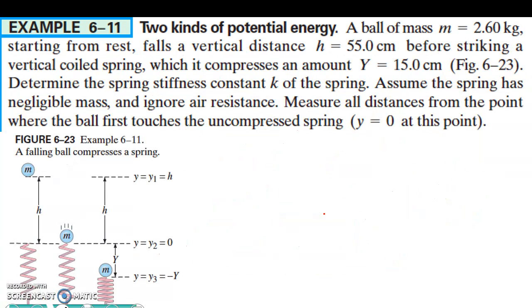Okay, so here we get another situation of a ball dropping on top of a spring. It falls 55 centimeters, strikes the spring, compresses 15 centimeters. We want to find the constant of the spring, and we want to assume there's no mass of the spring, and ignore air resistance. Again, air resistance would be one of those non-conservative forces, so we don't have to worry about non-conservative forces. We want to measure all distances from where the spring is here, so we want to make that 0.